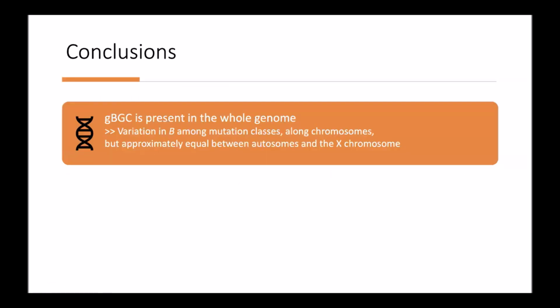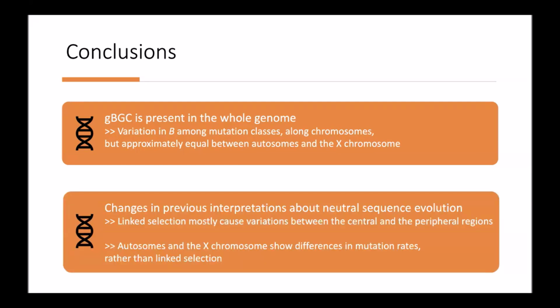From this study, I can draw 2 important conclusions. Firstly, GC biased gene conversion is present in the whole genome, and it differs between mutation classes and along the chromosome, but it is approximately equal in strength between autosome and X chromosome. What is much more important, the presence of this force changes our previous interpretations about the natural sequence evolution, especially about the effect of linked selection.